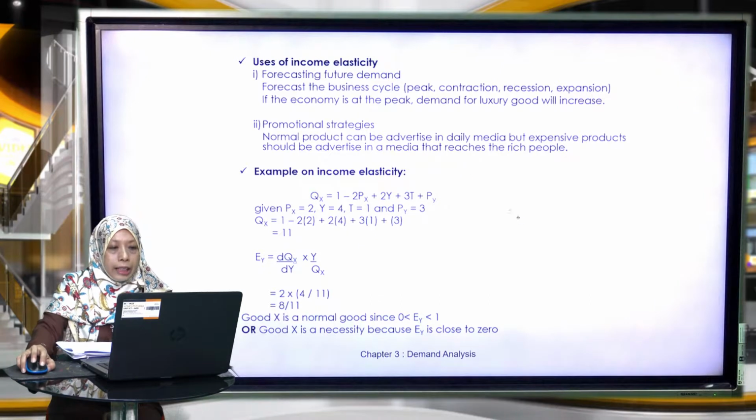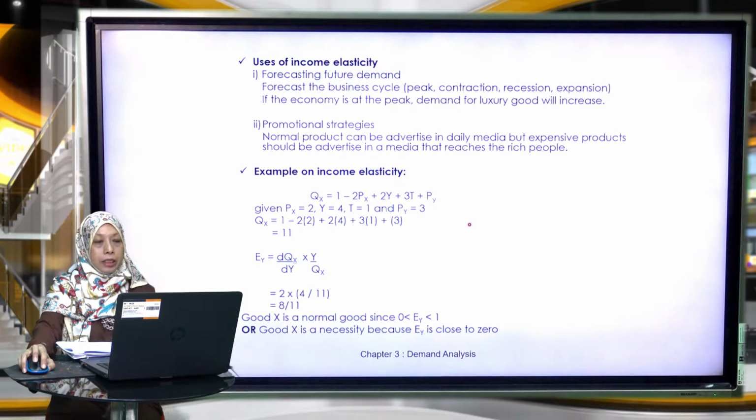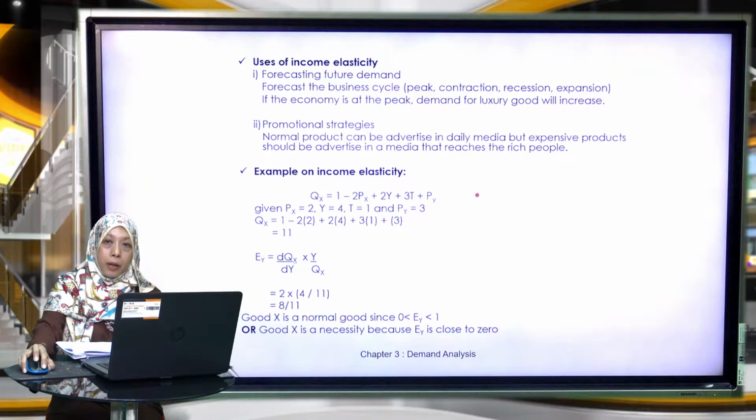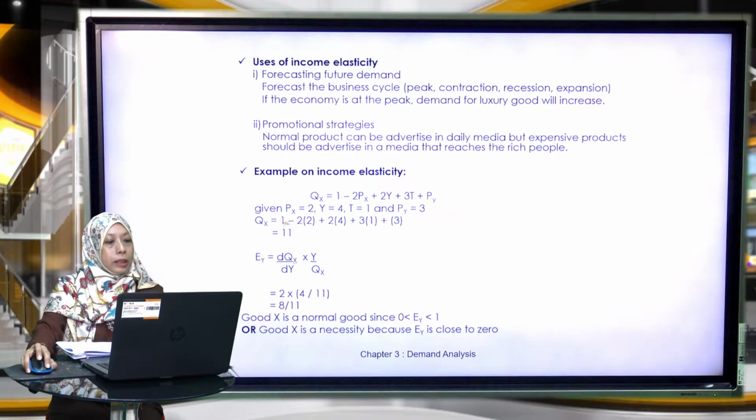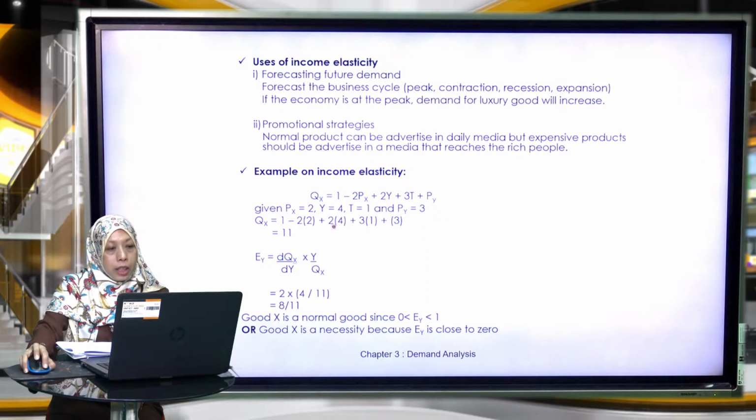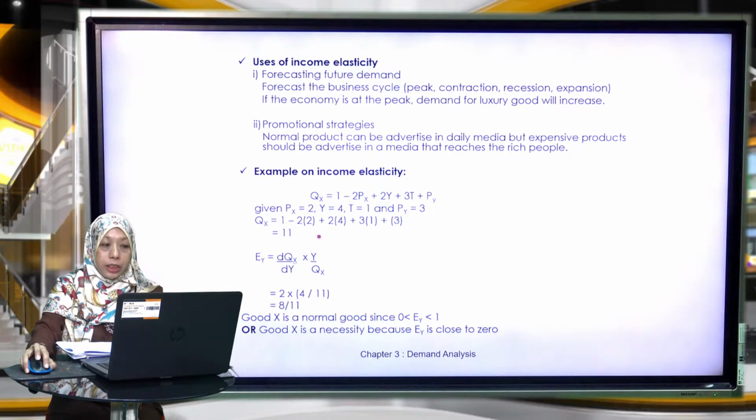Alright, so I'm going to show you an example of how we calculate income elasticity of demand. We're going to use the same example as we did in the price elasticity of demand. We still have Qx = 1 - 2Px + 2Y + 3T + Py. We still have the same values: Px is 2, Y is 4, T equals 1 and Py equals 3. If you substitute all these current values into your Qx function, you're going to find that your Qx is equal to 11.